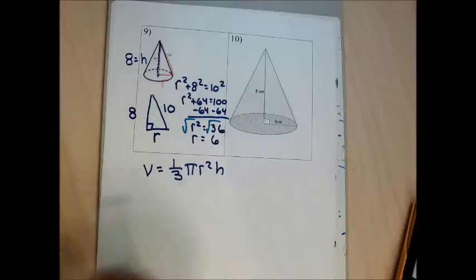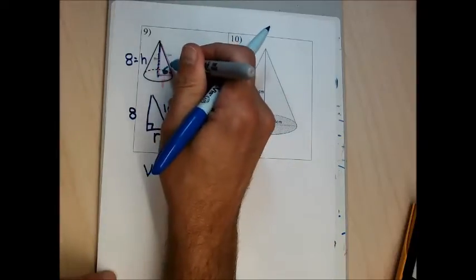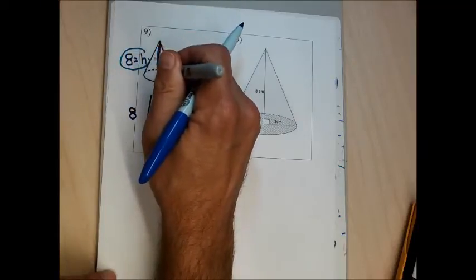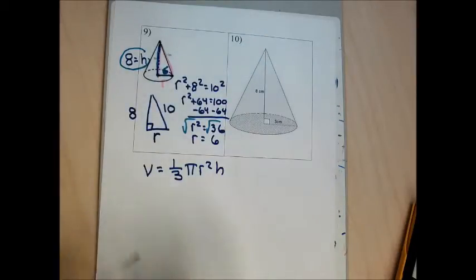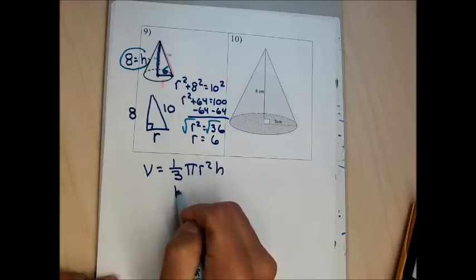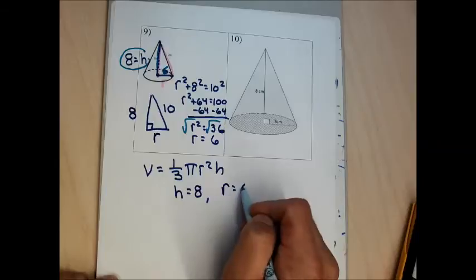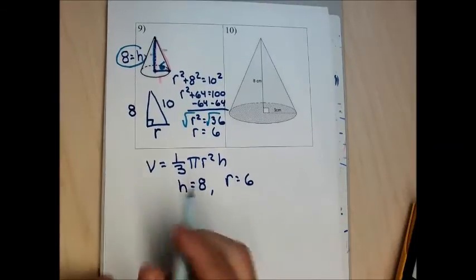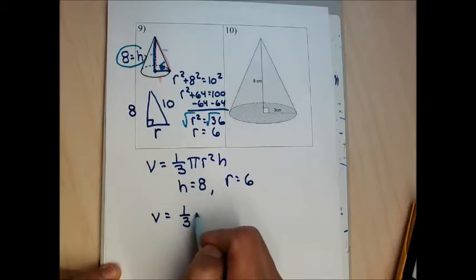So when I go to do my volume, I had to have the height, which is the distance from the top of the cone to the center of the circle. I needed to have the radius, which is the distance from the center of the circle to the side of the base. And in this formula, I'm going to use for the height 8, and I'm going to use for the r 6. I'm going to leave pi in my answer because nowhere in the instructions does it say anything about making pi equal to 3.14.